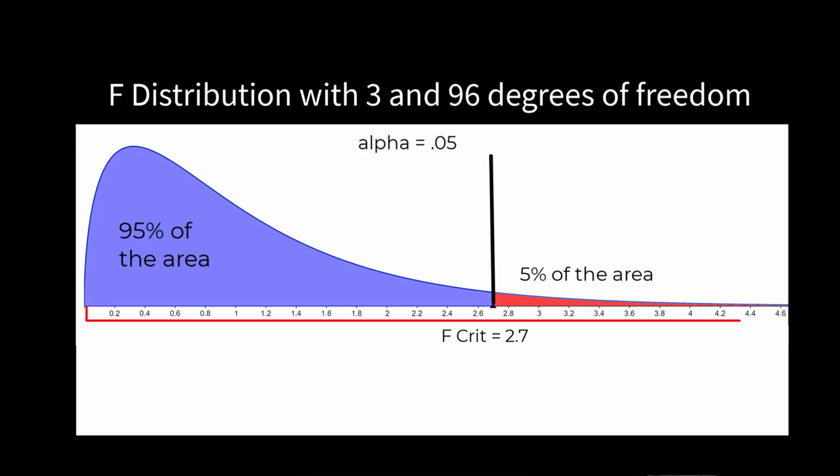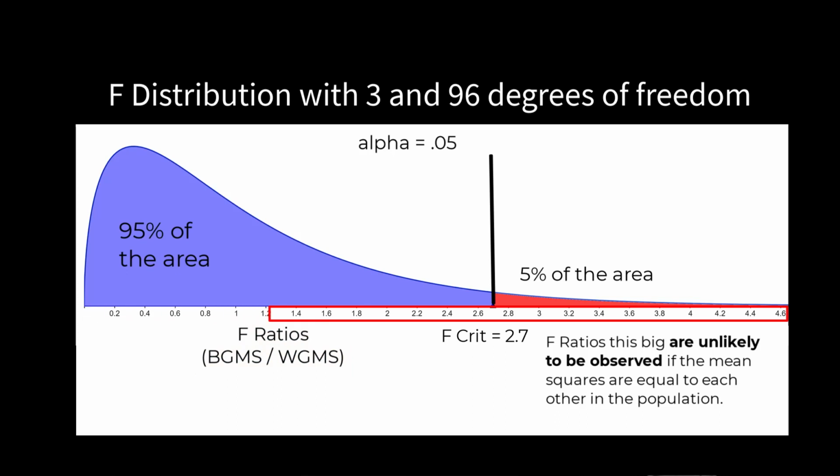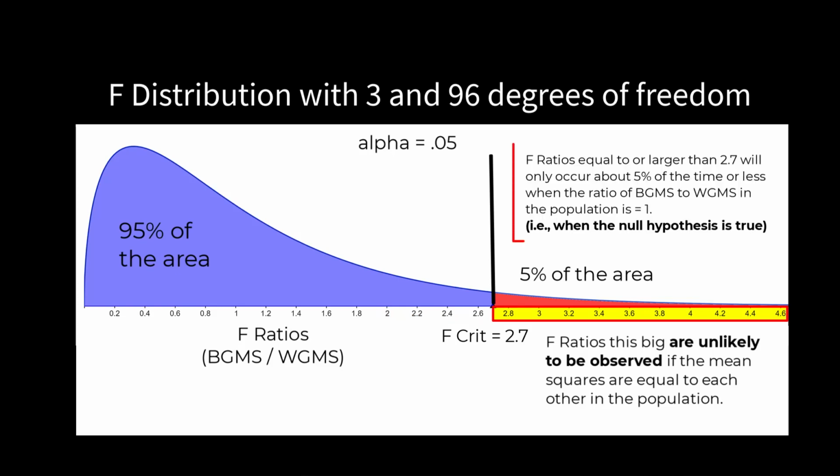The numbers along the bottom axis are F ratios. In an analysis of variance, these ratios would be interpreted as the ratios of the between groups mean square to the within groups mean square. F ratios that fall outside of the blue area are unlikely to be observed if the mean squares are actually equal to each other in the population. An F ratio equal to or larger than 2.7 with degrees of freedom of 3 and 96 will only occur 5 times out of 100 or less, when the ratio of between groups mean square to within groups mean square in the population is equal to 1.